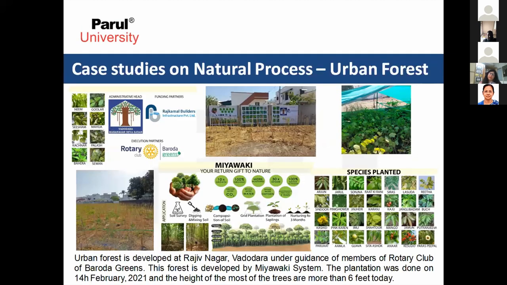Another case study that I have taken from Vadodara is an urban forest. This urban forest is developed at Vadodara city at Rajiv Nagar under the guidance of members of Rotary Club of Baroda Greens, of which I am also one of the members. The administrative head is Vadodara Management Seva Sadan and the funding partner is Rajkamal Builders. The plantation was done on 14th Feb 2021 and the height of most of the trees is more than 6 feet. It has been developed by the Miyawaki system.